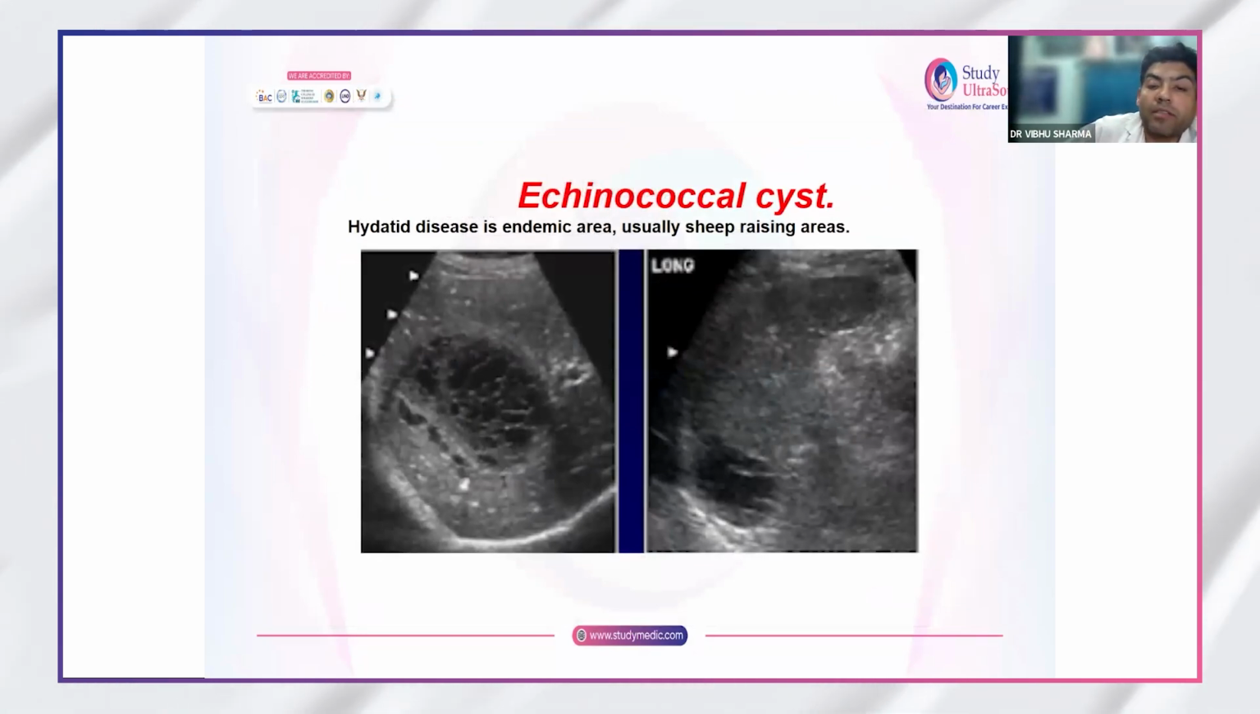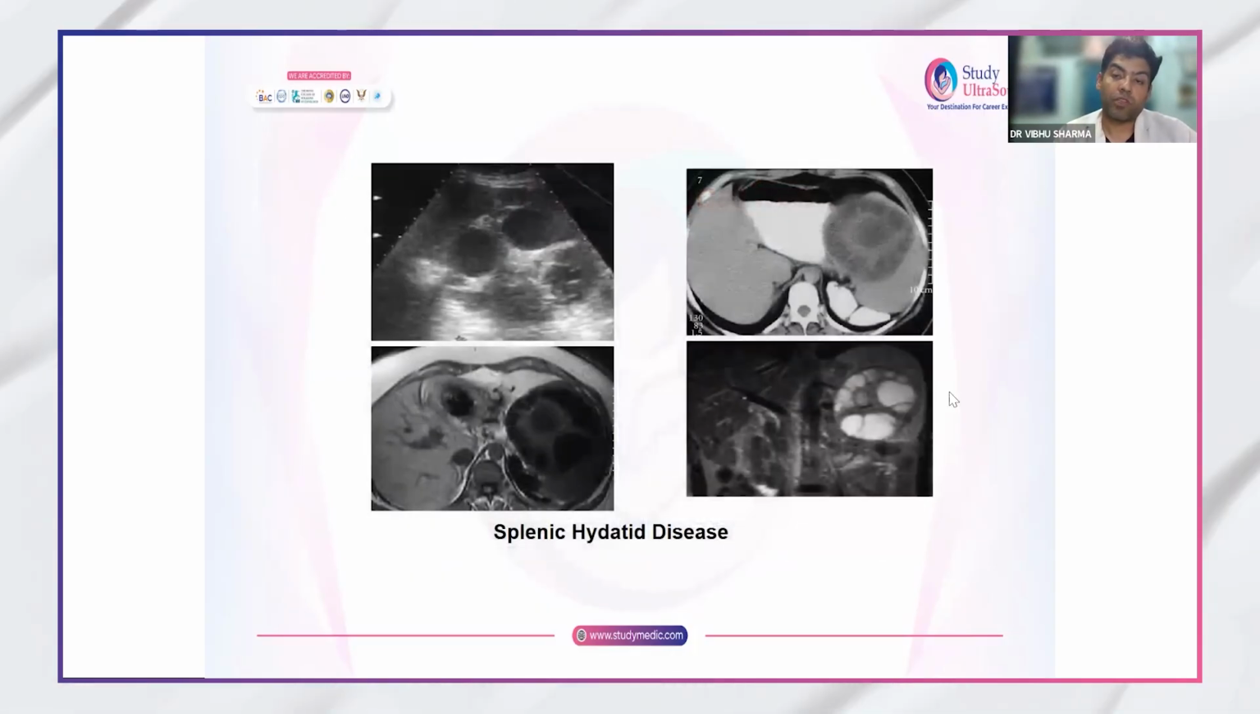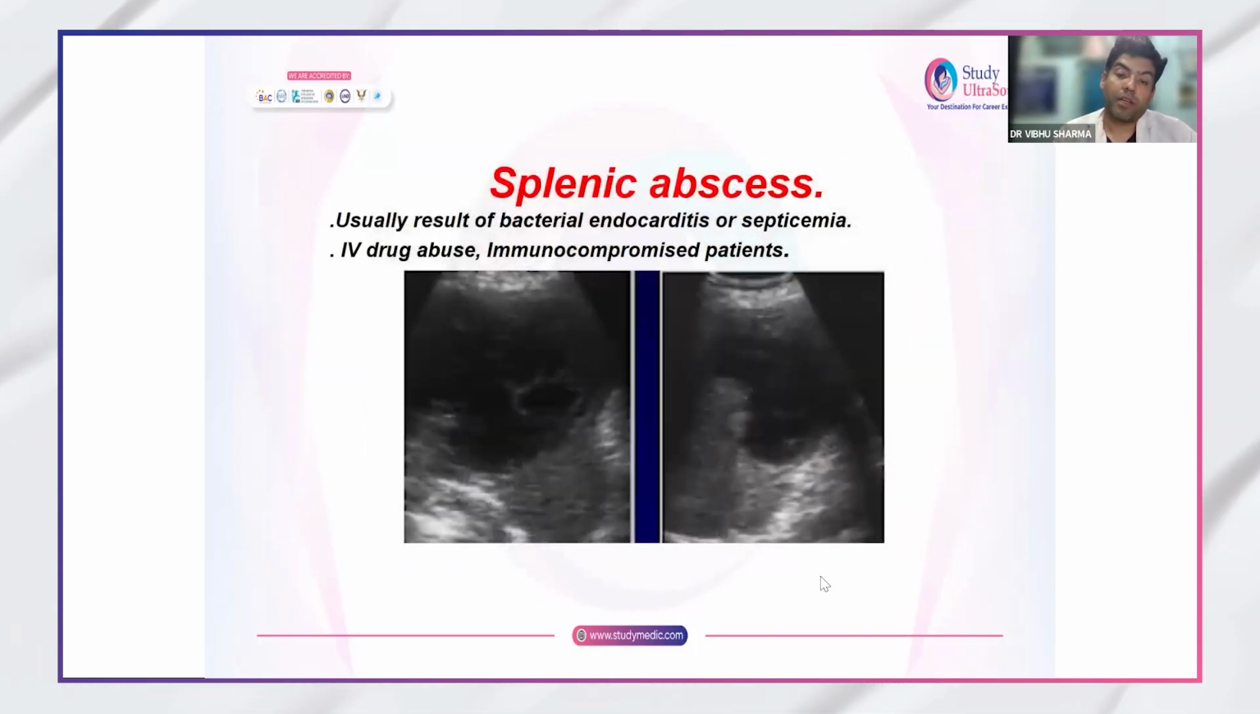Echinococcal cyst, or the parasitic infection of hydatid disease, is endemic, and usually people who raise sheep can have an echinococcal cyst or complex cyst. So this is the typical appearance of a hydatid cyst: you can see multiple daughter cysts within the cyst.